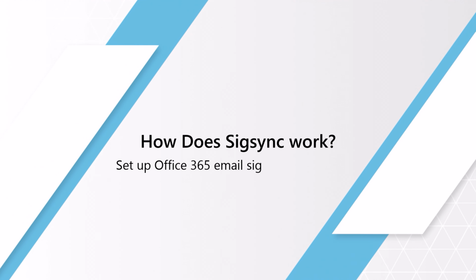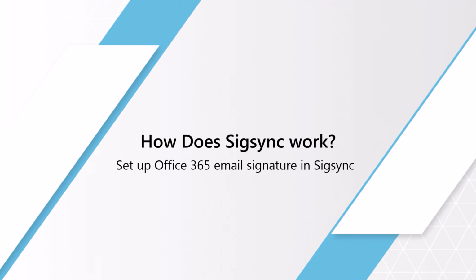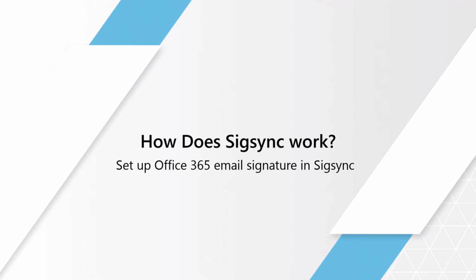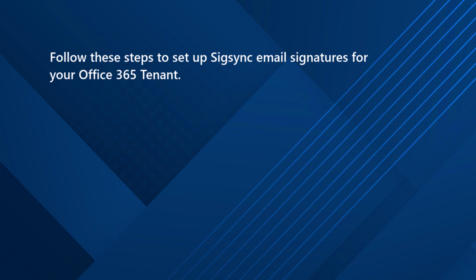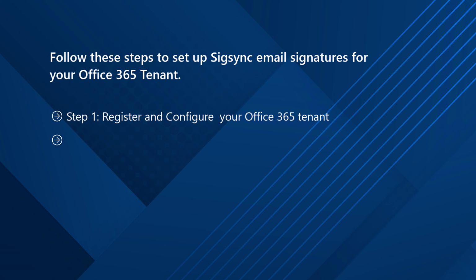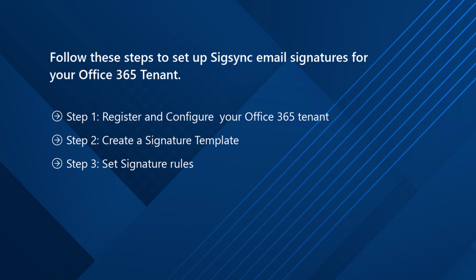This video demonstrates how to set up Office 365 email signature in Sigsync. Follow these steps to set up Sigsync email signatures for your Office 365 tenant. Step 1. Register and configure your Office 365 tenant. Step 2. Create a signature template. Step 3. Set signature rules. Step 4. Add SPF record.